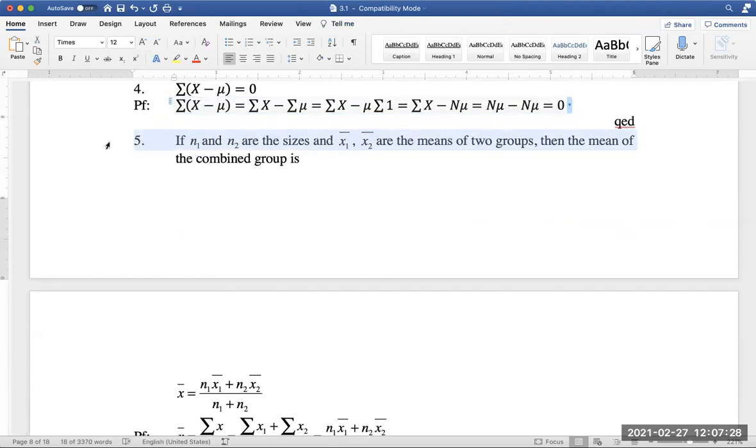If n sub one and n sub two are the sample sizes of two samples, and x1 bar, x2 bar are the means of these two samples, then the mean of the combined group of these two samples is n1 x1 bar plus n2 x2 bar, all divided by n1 plus n2.